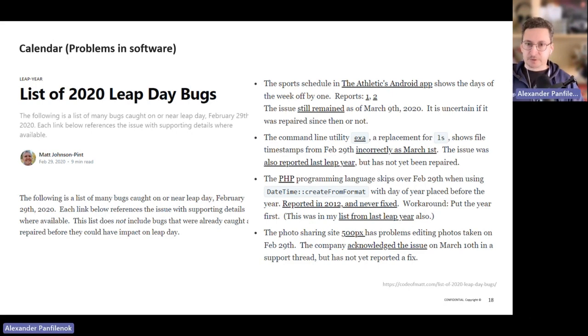Here are some examples of such defects. For example, in PHP, the function createFromFormat skipped February 29 if the day of the year is placed before the year. And that problem remained unfixed from 2012 until 2020.